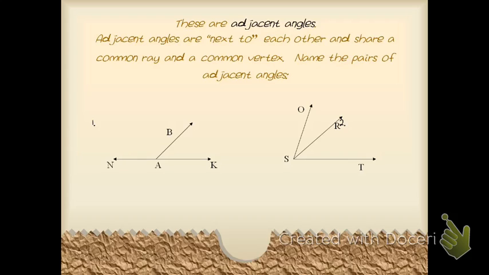Okay, so these are adjacent angles. Adjacent angles are next to each other. Okay, so if you're adjacent to someone at your table, your shoulder partner would be someone that you were adjacent to because you're next to them. They share a common ray, which is this middle ray. So this would be the ray that they share right here. And to name a pair of adjacent angles, if you're ever asked to do that, on this first one, it would be angle NAB would be adjacent to angle BAK.